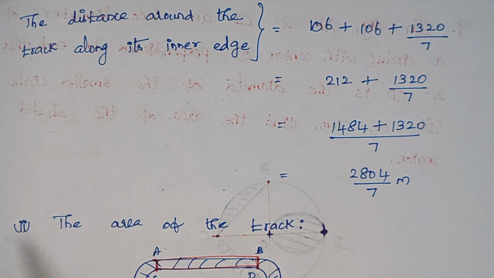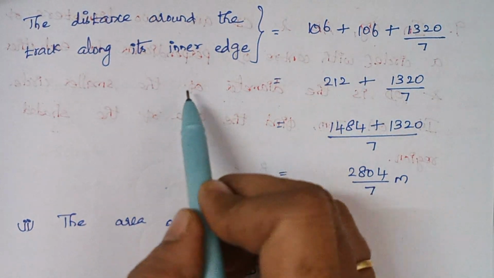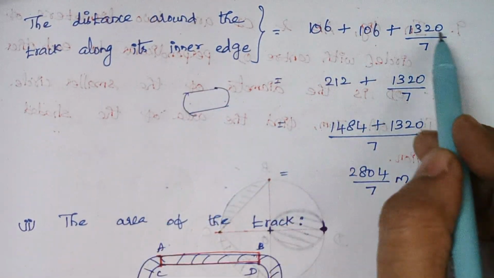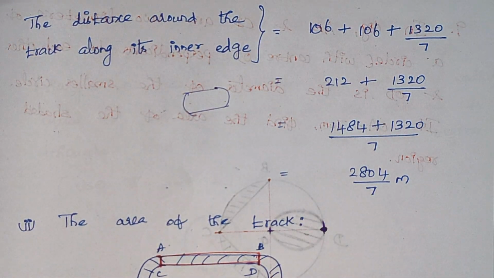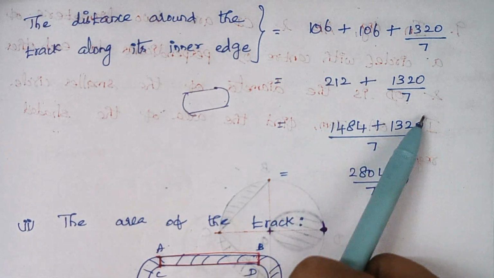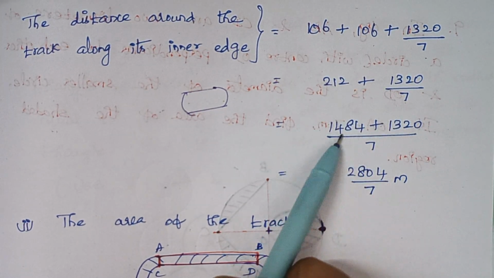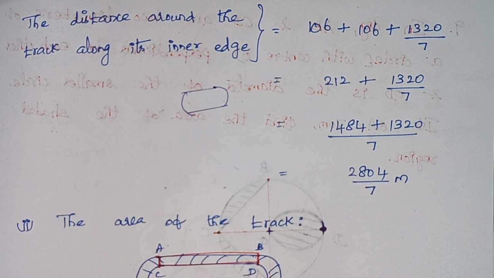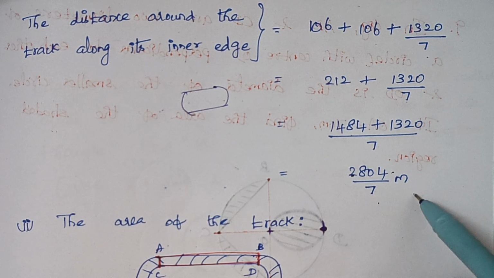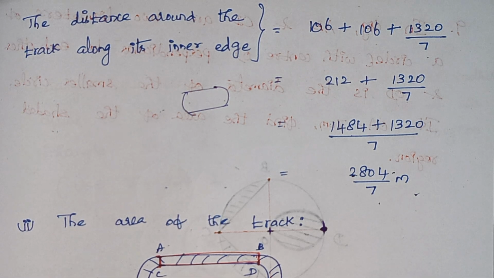So here the distance around the track along its inner edge is 106 at the top and 106 at the bottom, and these two together give 1320 by 7, right? So when you add 106 plus 106, they give 212, and again you have to take the LCM, right? 212 into 7 gives 1484. So when you add and simplify, we get 2804 by 7 meter, right? So the first part of the problem gets over here.